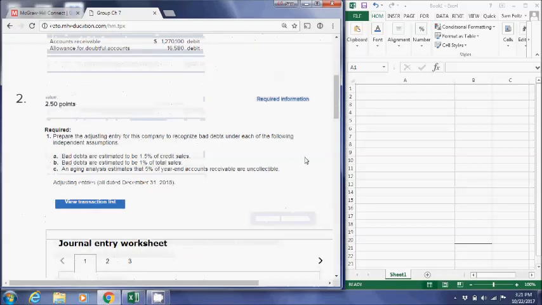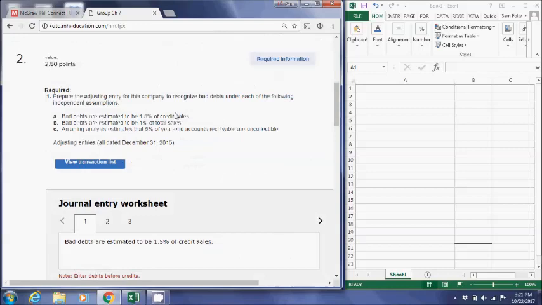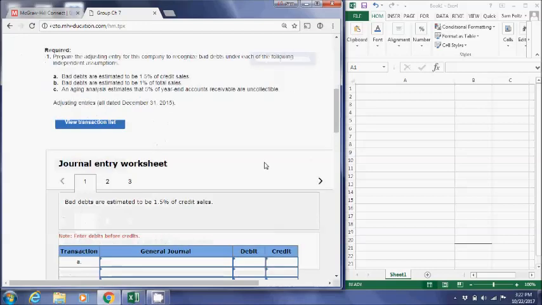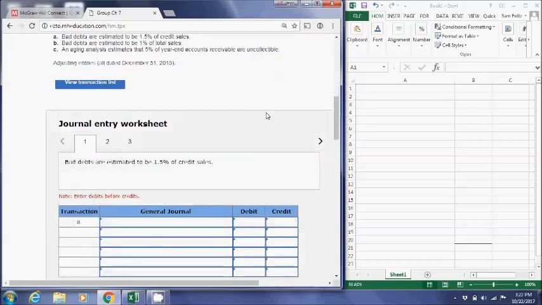And we get down here and it says, prepare the adjusting entry for the company, this is for Hawk, to recognize bad debts under each of the following independent assumptions. Independent means that each one of these is an independent scenario. You're never going to do all three of these things at the same time for a company. It's going to be one or the other, but never all three. They just want us to see how each one of those works.